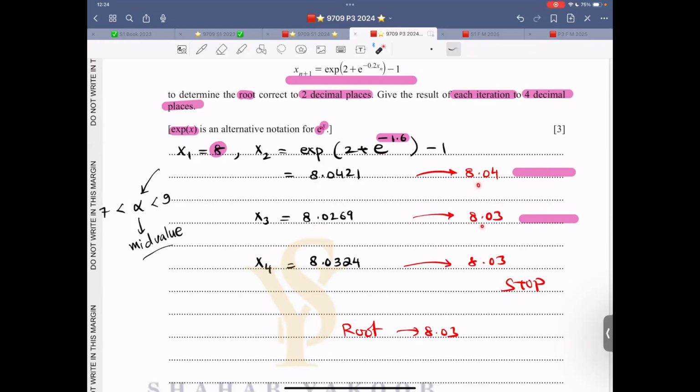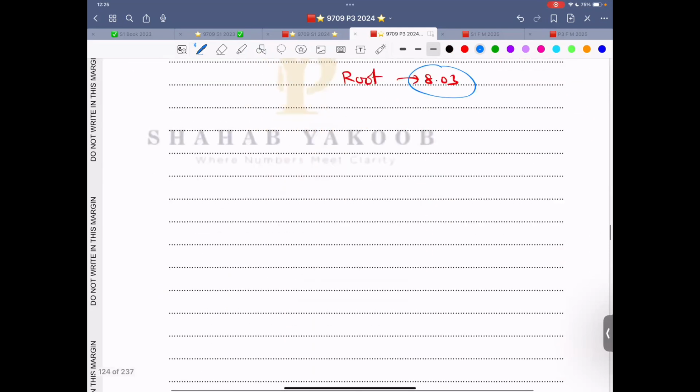But after rounding off to 2 dp, they are not the same. So continue one more step. This, after rounding off, is the same. Therefore, we would stop our working over here. Because these two answers are exactly the same, 8.03 and 8.03, we stop. Therefore, the root of the equation, the solution of this equation, is 8.03.